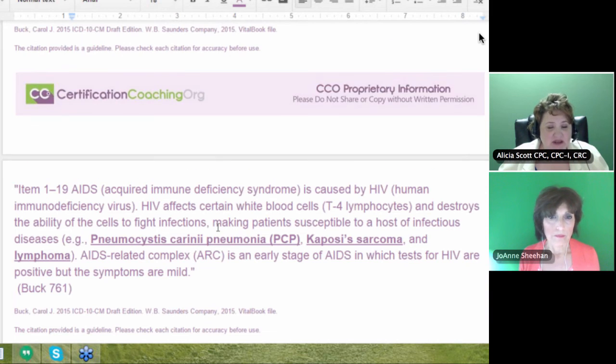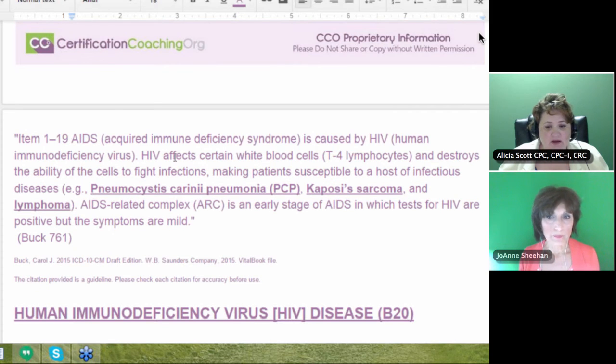And this is also in your ICD-10 manual if you get the Carol Buck one from Elsevier. It says acquired immune deficiency syndrome, which is what AIDS stands for, is caused by an HIV, human immunodeficiency virus. Again, you can be HIV positive and not have AIDS. HIV affects certain white blood cells, and this tells you what type of cells, and it destroys the ability of the cells to fight infection. It's an immunodeficiency disorder, and it makes the patient susceptible to all kinds of infections. And the main ones, these three, are pretty common with people who have AIDS.